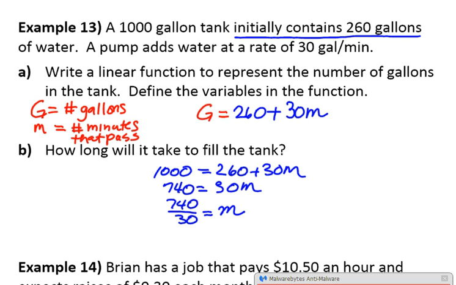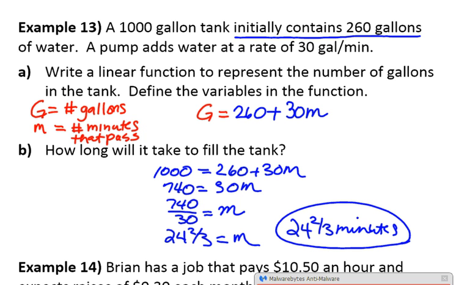That will give you 74 thirds, which is 24 and 2/3 is equal to M. So if you divide that out and change it to a mixed number. So what is M in this problem? Remember, we wrote it down. M was equal to the number of minutes. So this is 24 and 2/3 minutes until the tank is full.